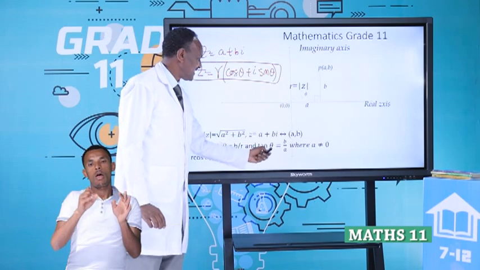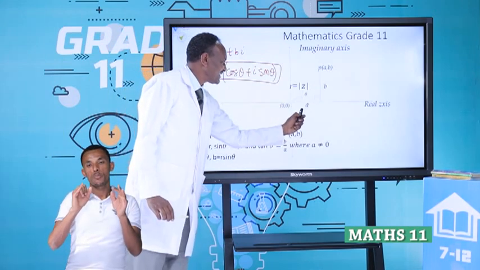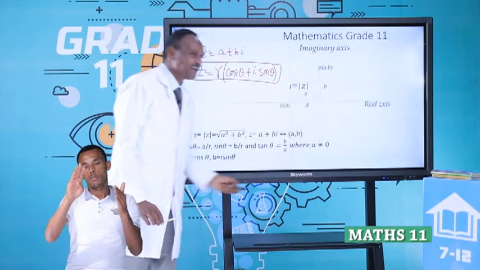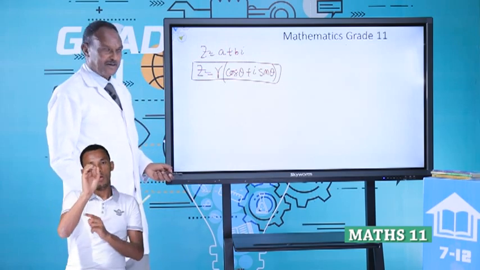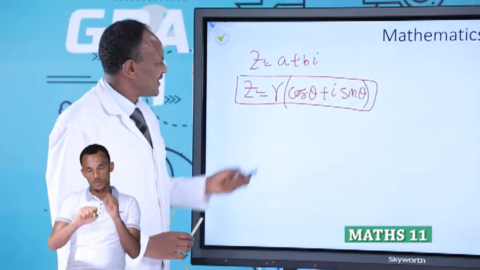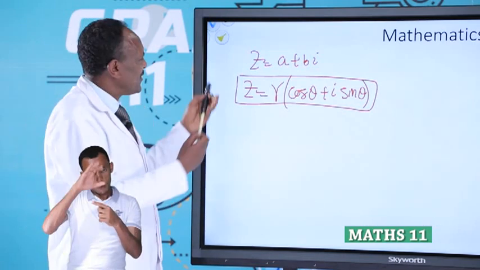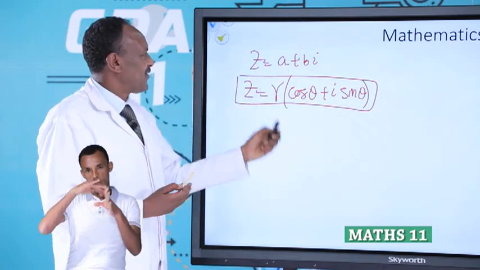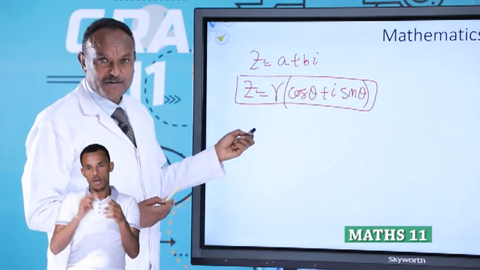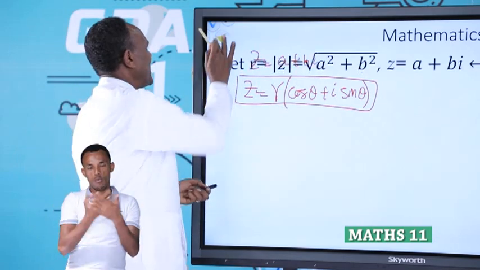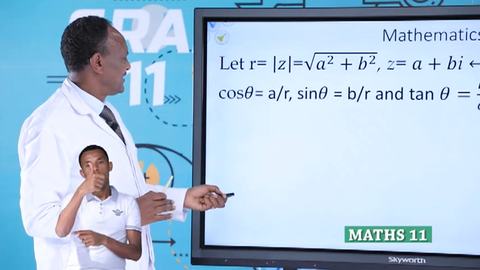What is tan theta? Tan theta is opposite over adjacent, so b over a, where a is different from 0. So this is the formula you can derive when you are trying to change a complex number from rectangular form to polar form. Now, coming to exercise A.